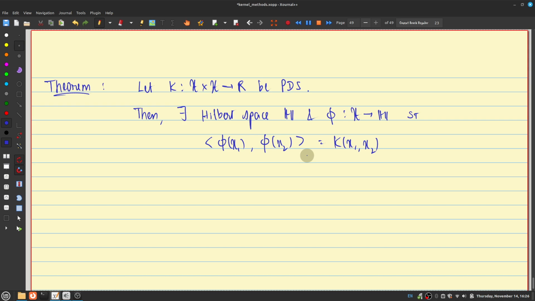So I'm not defining a phi, right? The only thing that is given to you is a PDS kernel. I'm saying that as long as I have a PDS kernel K, there is some Hilbert space and there is some mapping from X to the Hilbert space such that the inner product within this Hilbert space corresponds to evaluation of the kernel. I'm not constructing K using phi. I'm not giving you a phi. I'm saying that as long as you give me a K that is PDS, there is a corresponding phi and there is a Hilbert space H.